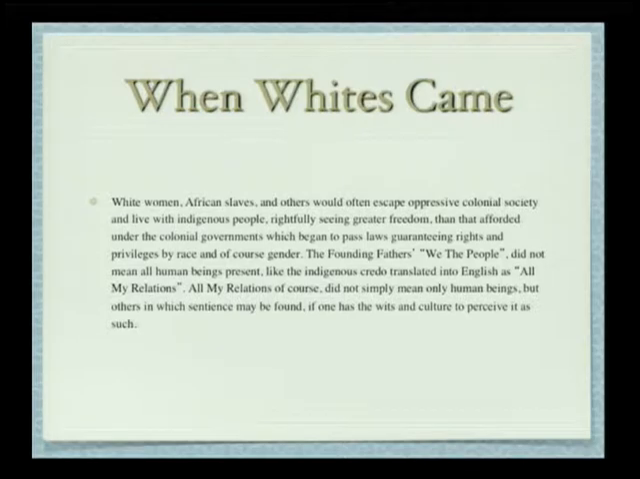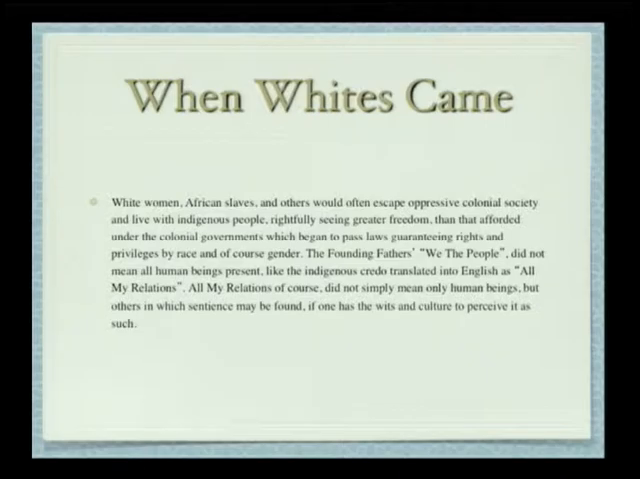So when whites came, white women, African slaves, and others would often escape oppressive colonial society and live with indigenous people, naturally they're going to go into Indian country. Rightfully, they'd be seeing greater freedom than that afforded under the colonial governments, which began to pass laws guaranteeing rights and privileges by race and, of course, gender. So the founding fathers' "we the people" did not mean all human beings present, unlike the indigenous credo translated into English as "all my relations."